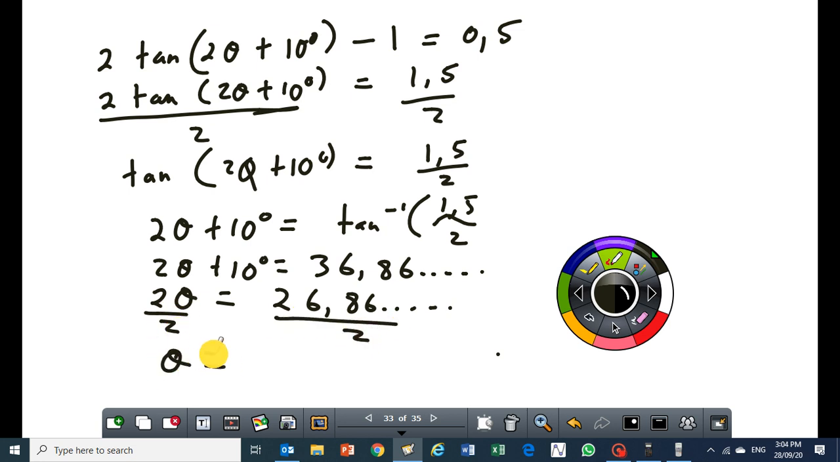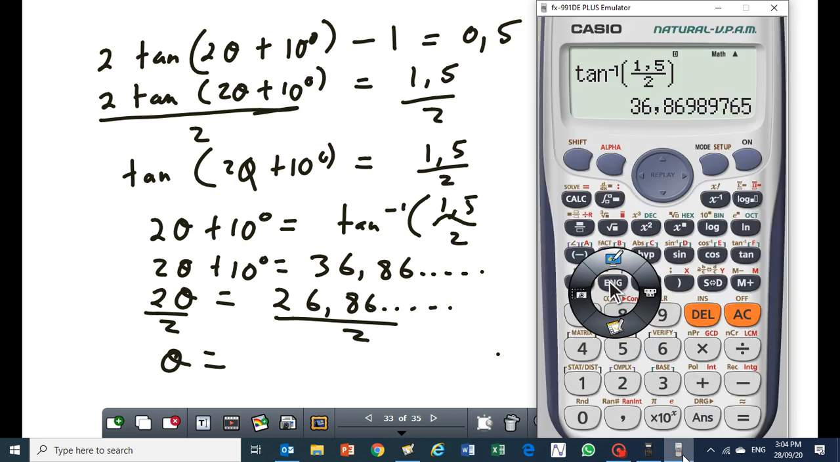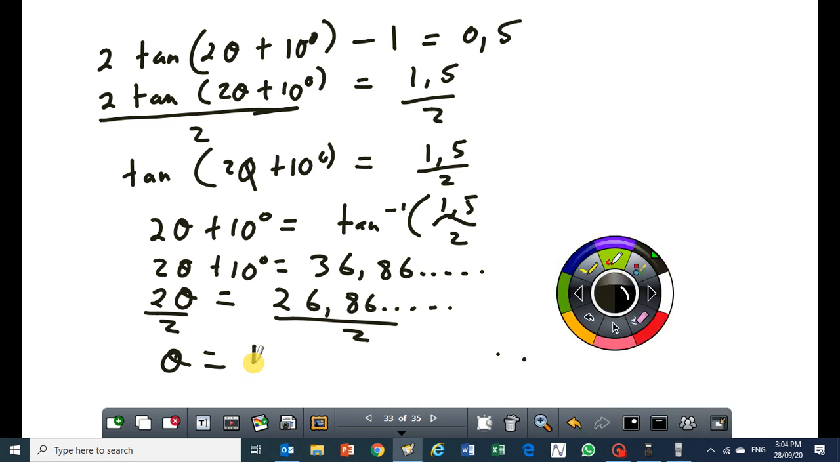Now, fortunately, because I didn't round up too quickly, if I go back to my calculator, all I have to do is divide. Be very careful. You have to subtract 10 from that. Then you divide by 2. So I'll subtract 10 from it. Okay? Whatever answer I get, then I can divide that by 2. And then you get 13,43 to 2 decimal places. Okay? So it will be 13,43 degrees.